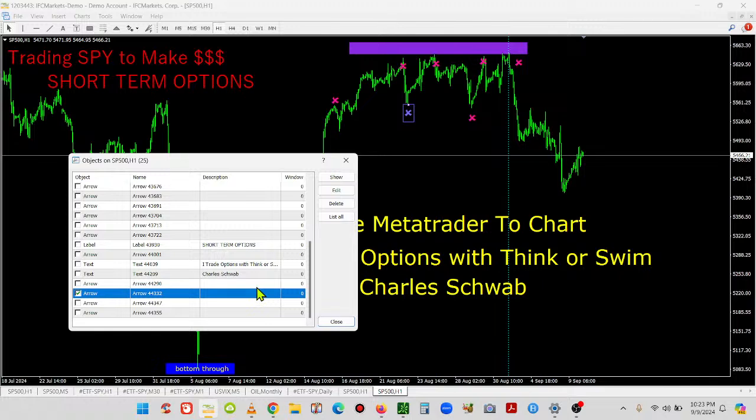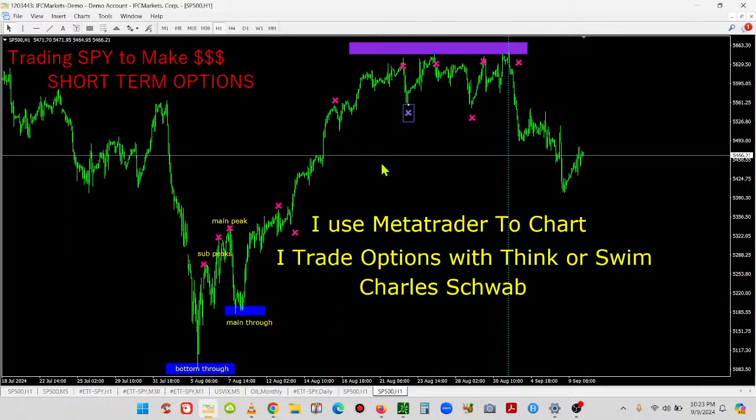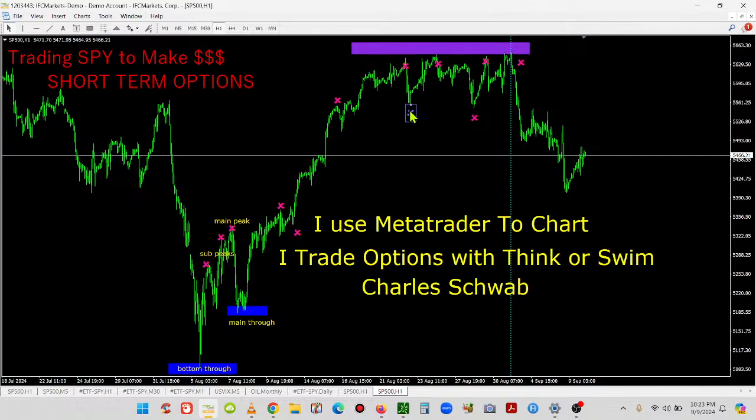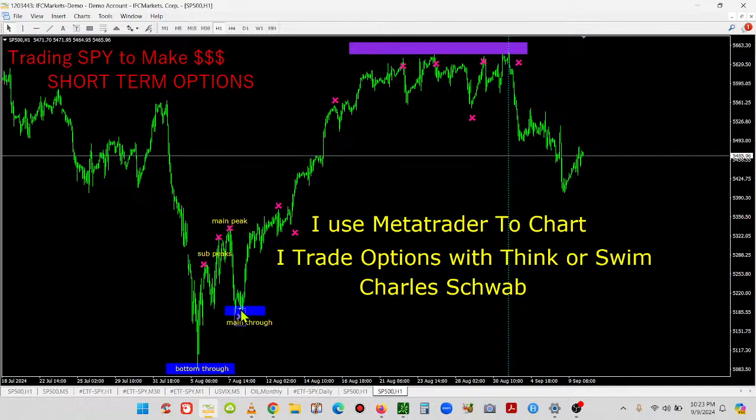Just kidding. Alright, so we need a different color for our troughs. That's the purpose of doing that. And this one is being a pest. Let's see. Alright, so we have, hold up. We have the main trough.